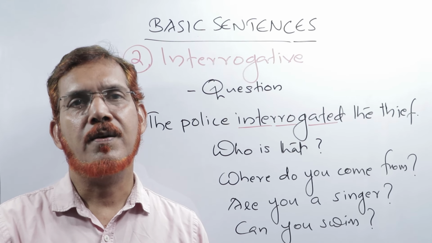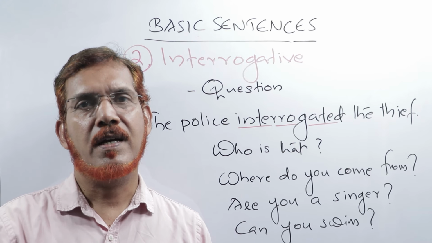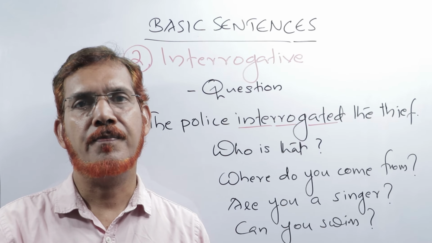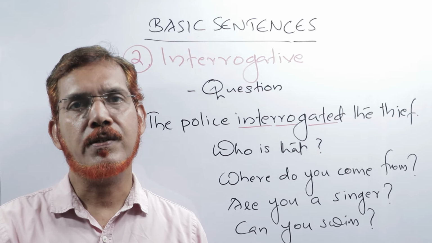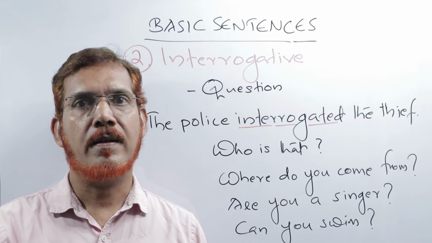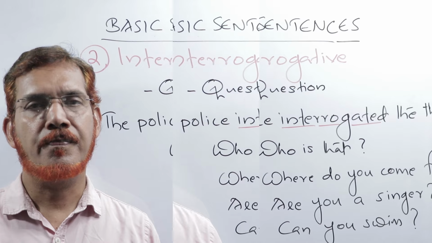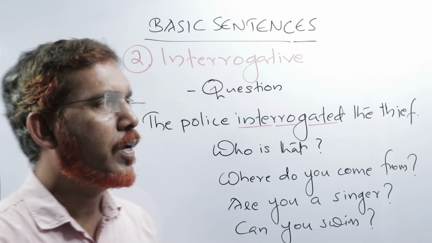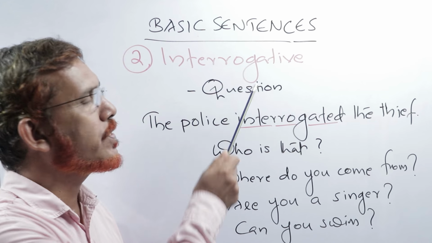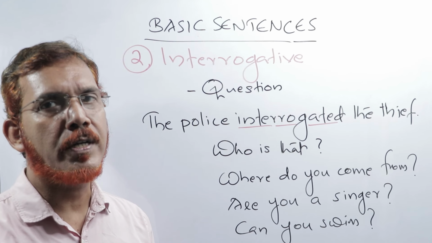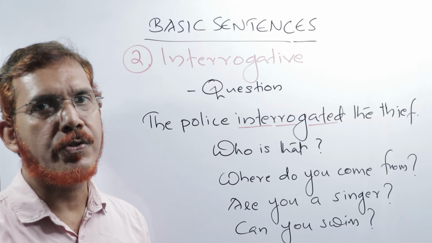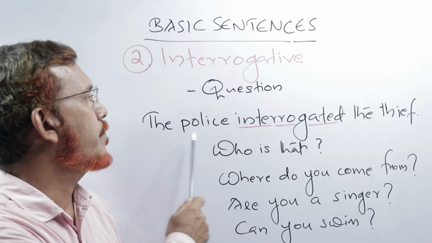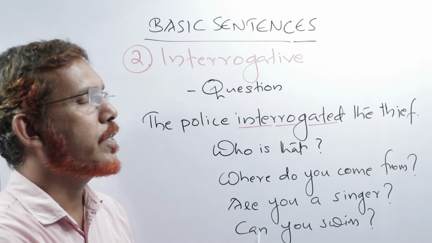We are discussing basic sentences. We have already discussed what an assertive sentence is. Now we are going to discuss what an interrogative sentence is. What do you mean by an interrogative sentence? Look here, an interrogative sentence is a question. The word interrogate means to question. The police interrogated the thief.